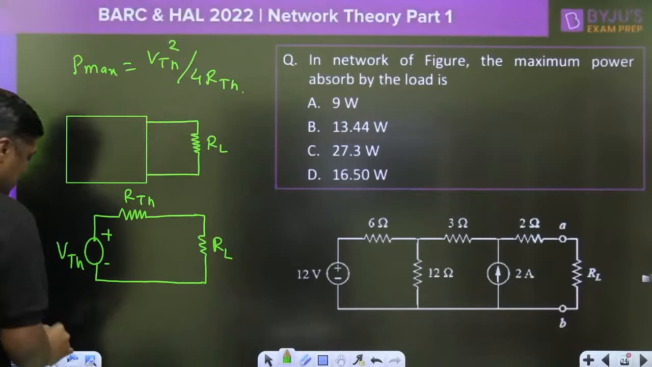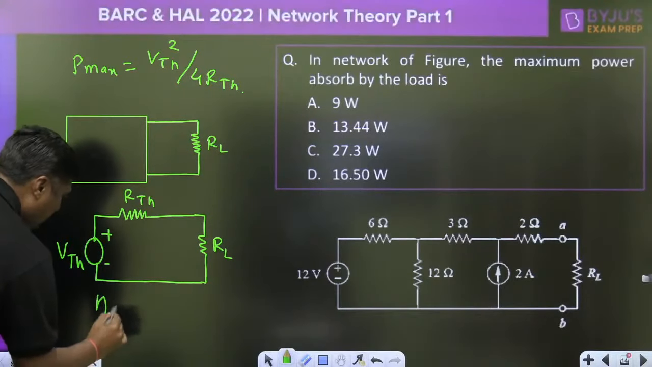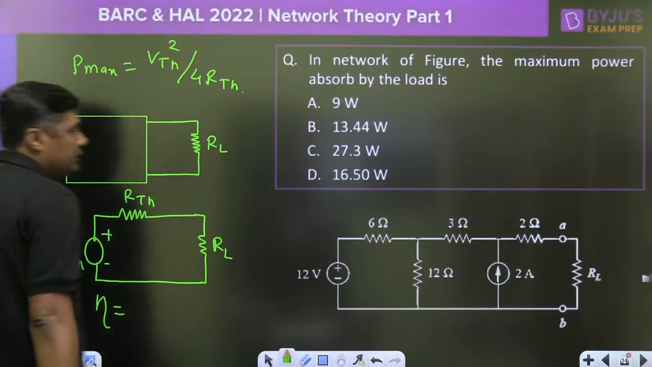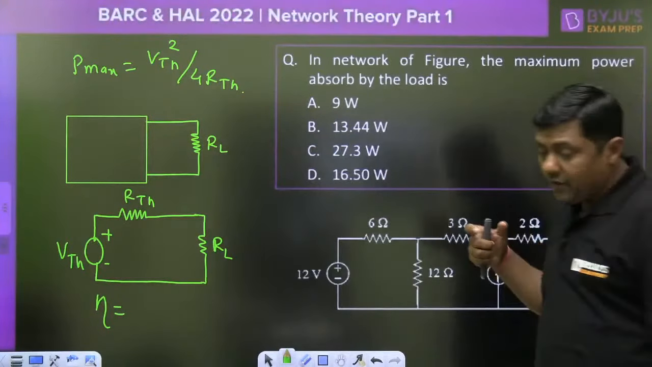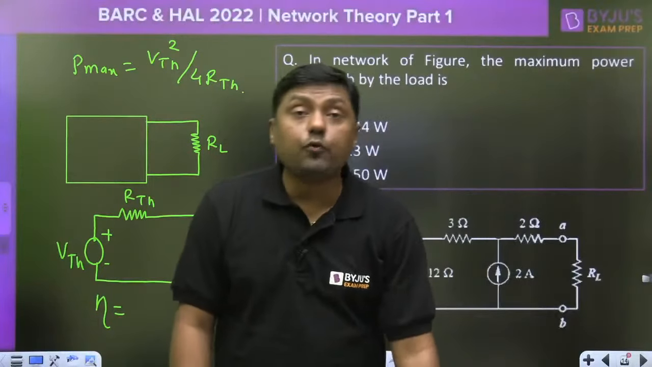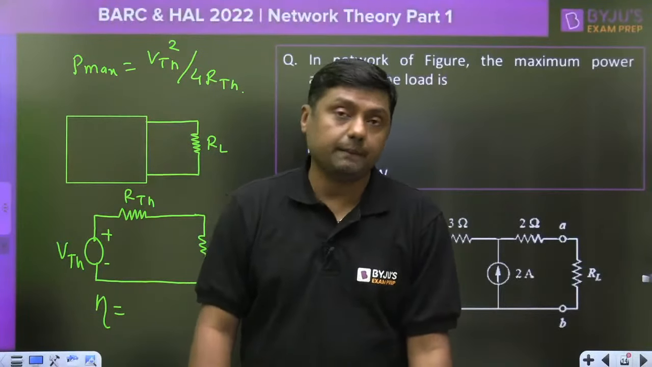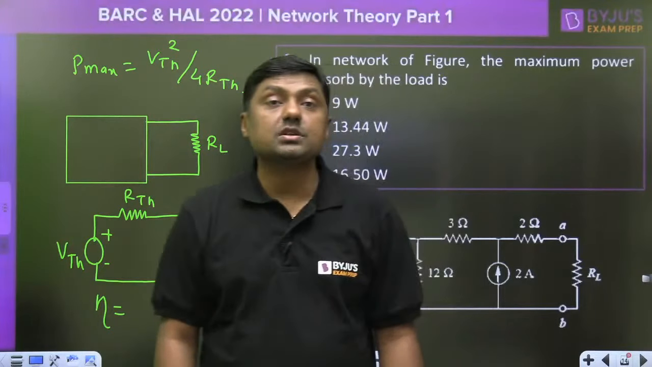Then maximum power is given by VTH square by 4 RTH. And what will be the efficiency of the system when we are getting the maximum power? Please give me the comments. What will be the efficiency of the system when we are going for maximum power from that battery?